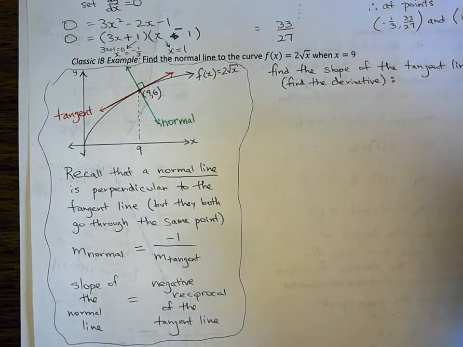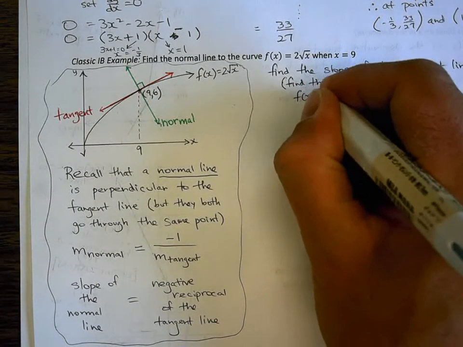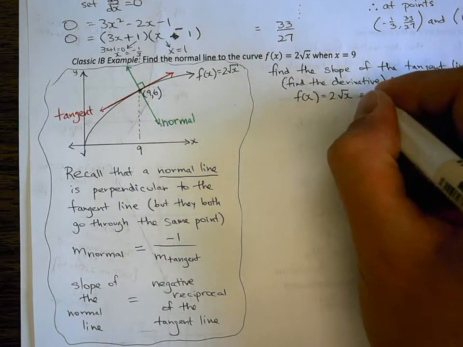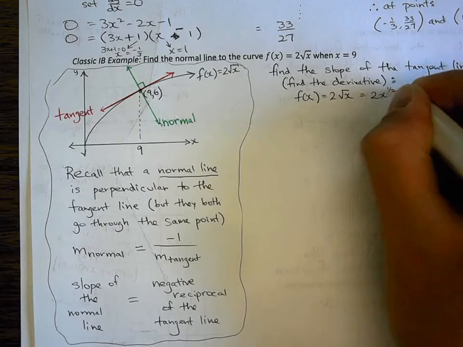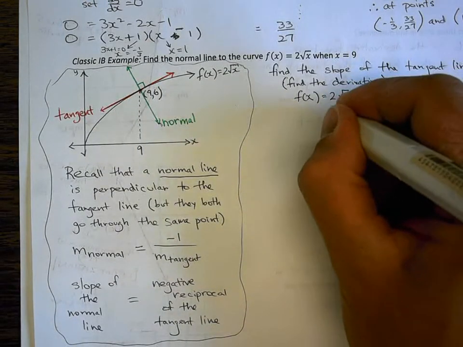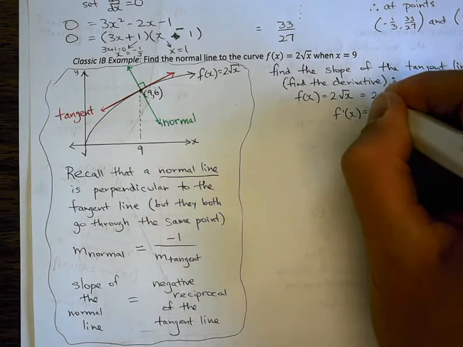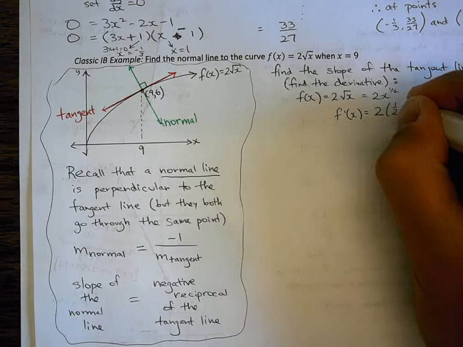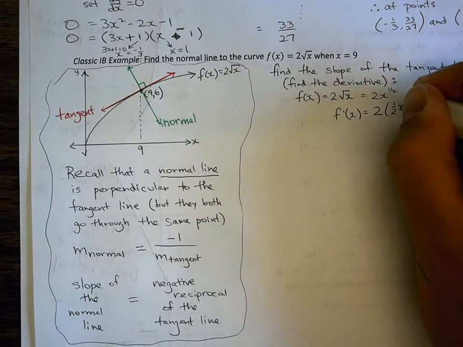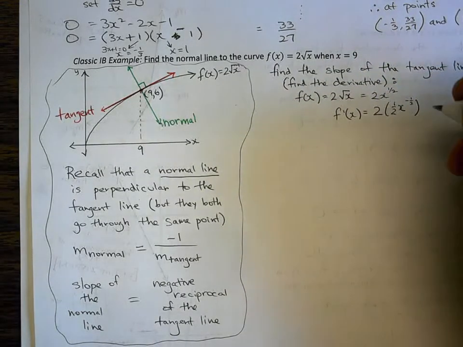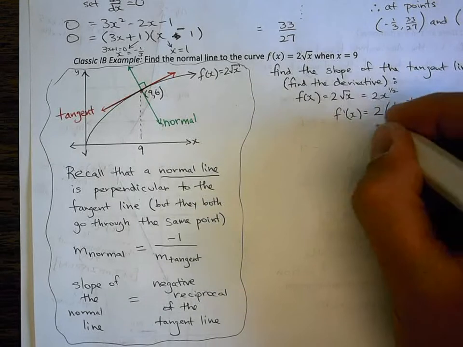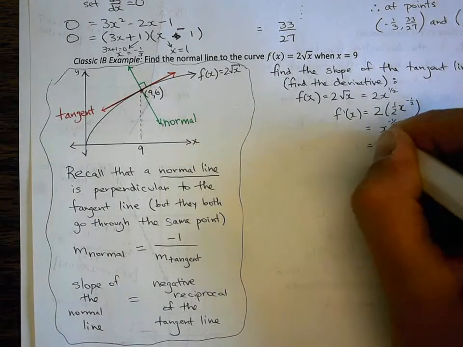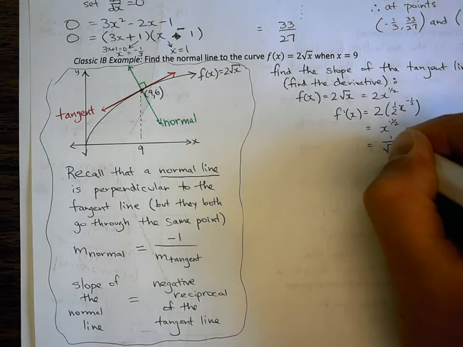So if I have my function f of x is equal to 2 root x, let's just rewrite it as 2x to the half. Well, my derivative is 2, I ignored the 2, and then I bring the half down, so half x, subtract 1, so I get negative half. So the 2 and the half cancel out, and I end up with x to the negative half, which is really 1 over square root of x. That's my derivative function.